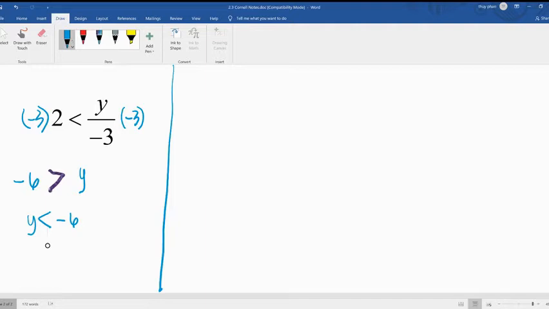Let's check to see if the statement is true. So I'm going to do my check. So y is less than negative 6. So I am going to pick a number that is less than negative 6. I'm going to go ahead and pick y is equal to negative 9 because we know that that's less than negative 6. And we are going to plug it back into the original.